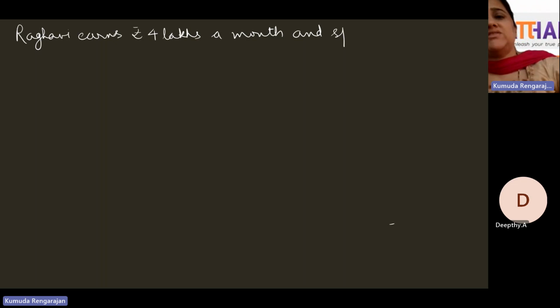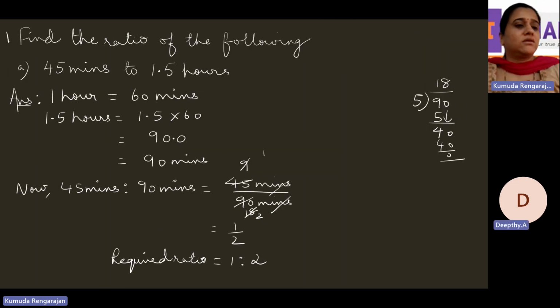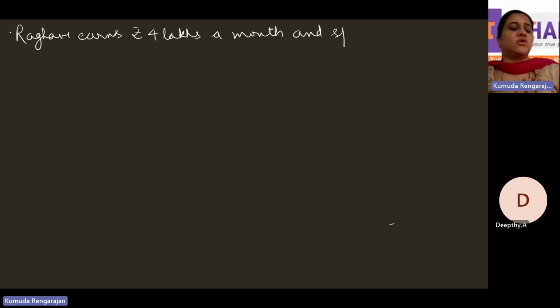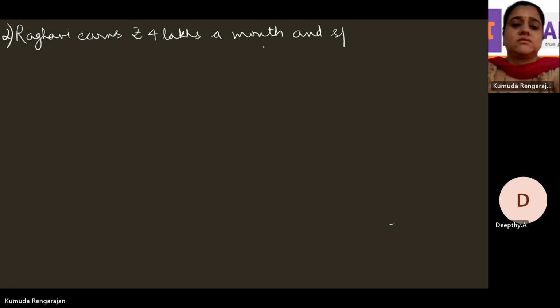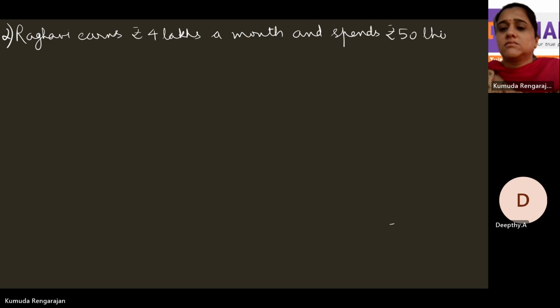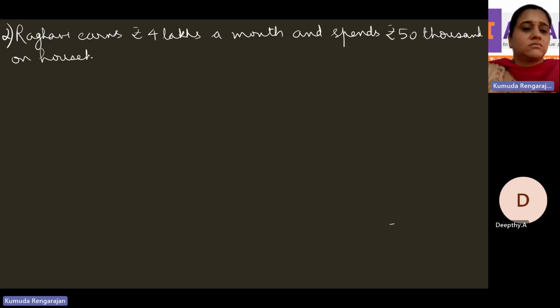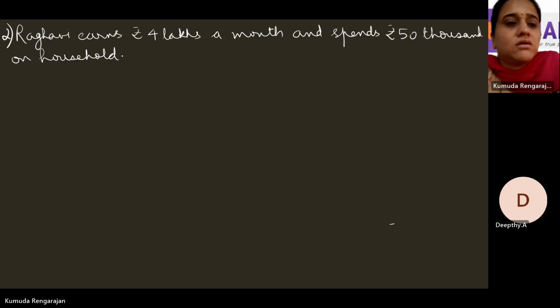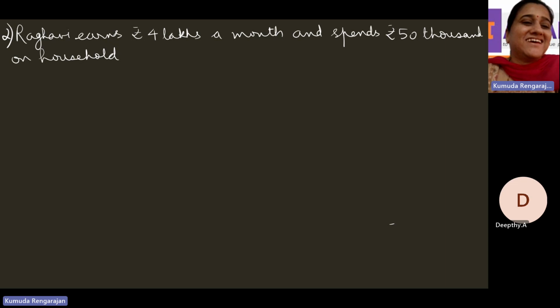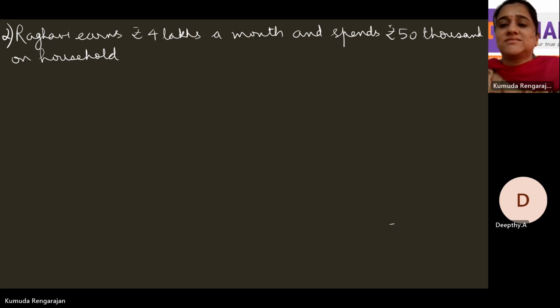Or better, you start with a new number. Today, this was the first question, right? You call this 1. Yes, I put it as 1, so this will be 2. Yeah, call this 2, that's all. Yeah, so this is 2 then. Raghavi earns rupees 4 lakhs a month and spends rupees 50,000 on household expenses.